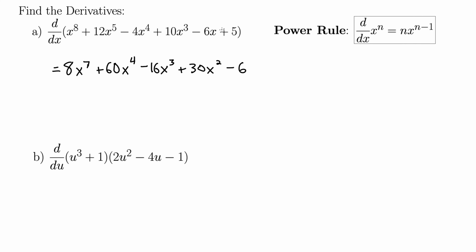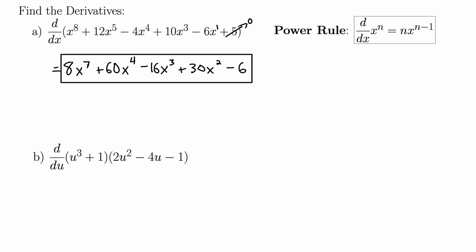Well, what happened to the x? Well, it was x to the 1. The 1 came down, and then x to the 1 minus 1 is 0. And then we're left with just minus 6. And then the derivative of a constant, I think we call it the constant rule, just goes to 0, right? Derivative of a constant is 0, so this result is our final derivative. 8x to the 7th plus 60x to the 4th minus 16x cubed plus 30x squared minus 6.